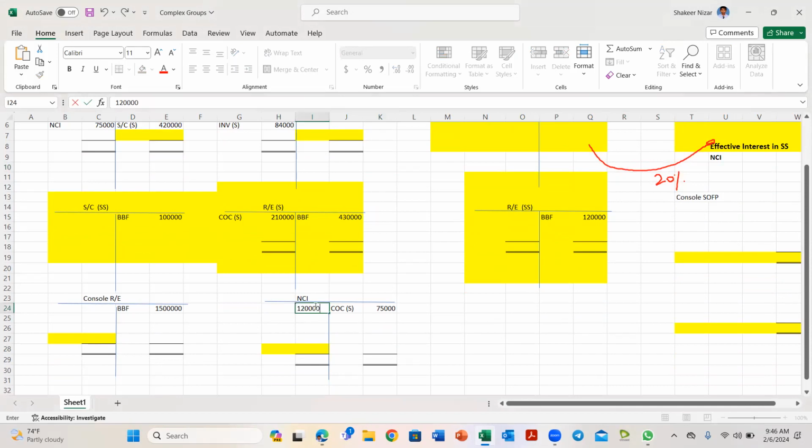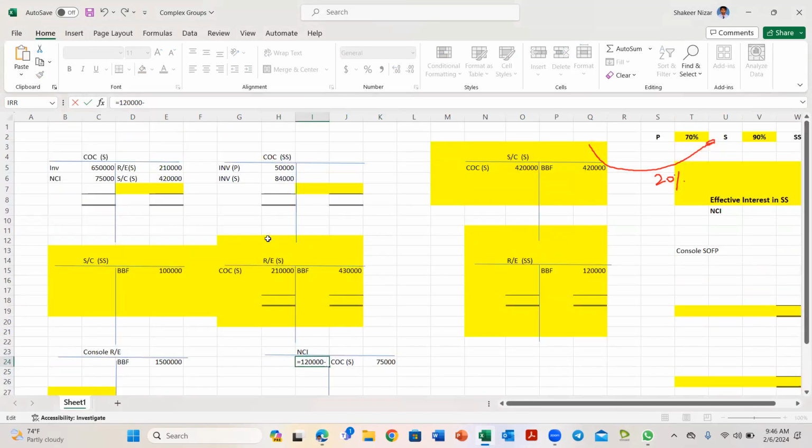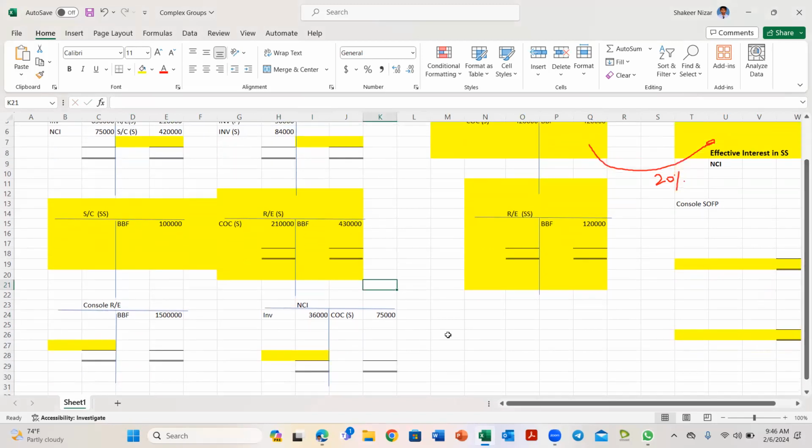120,000 minus 84,000, the remaining is 36,000. That is the investment account: NCI debit and investment account credit, right? I think that is clear.